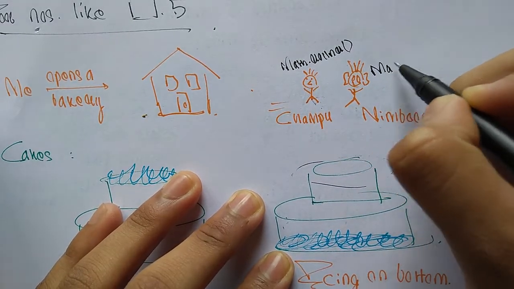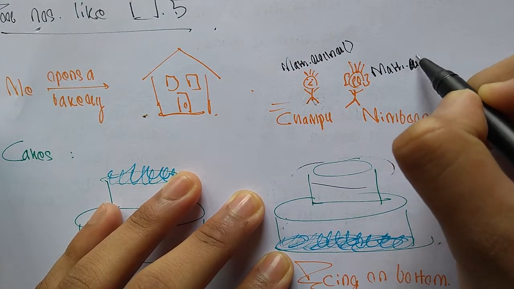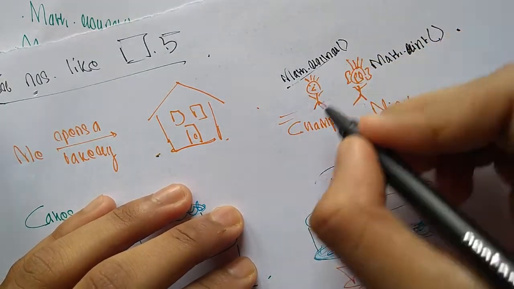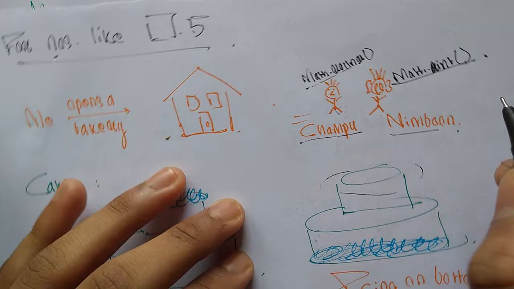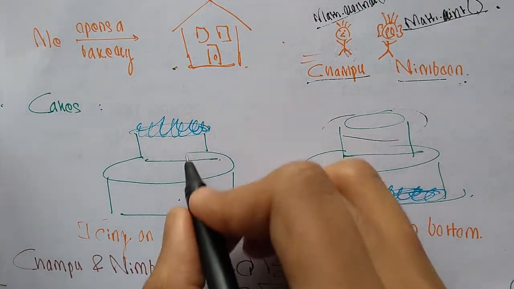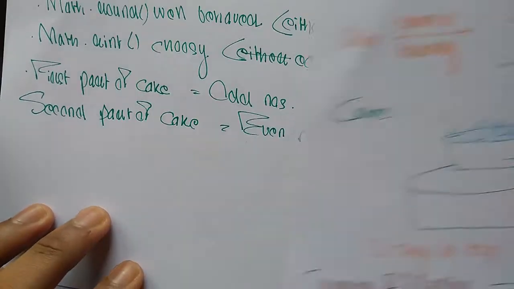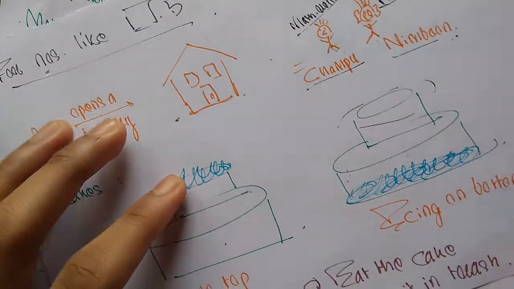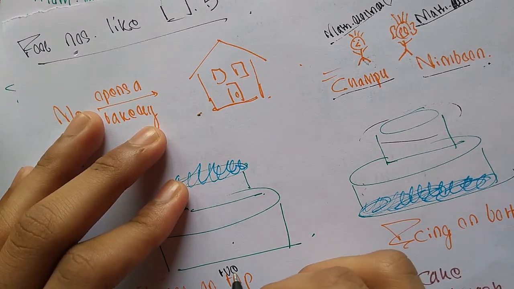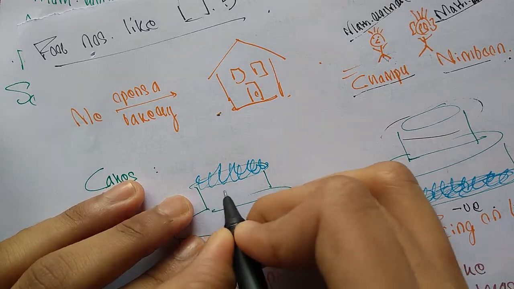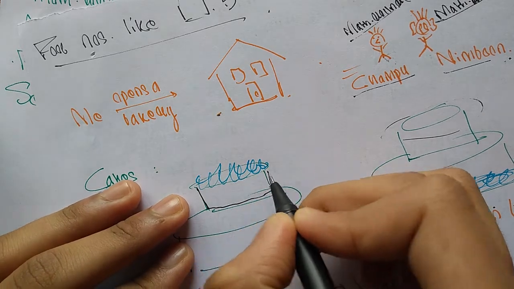And Math.rint is Nimbu. Okay, now understand the deeper meaning behind this example. Now Math.round is Champu, Math.rint is Nimbu. Okay. So now I give Math.round a cake. And I will call this cake a positive number, and I will call this cake a negative number. The first part of the cake, okay, understand carefully.